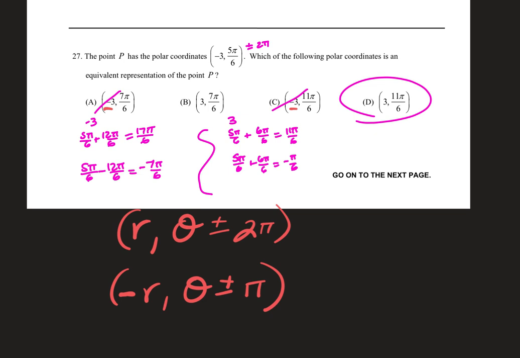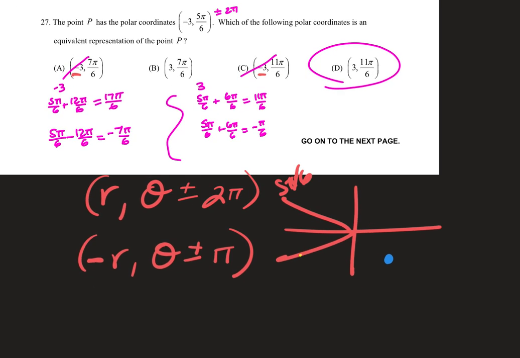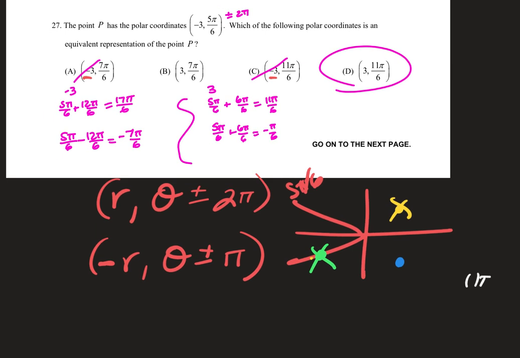You could also plot all 4 of those points and see which one overlaps. Okay, so if that's easier, 5 pi over 6 is here, and it's a -3, so the initial point is in your 4th quadrant. So then 7 pi over 6, -3 is here, that's wrong. 7 pi over 6, 3 would be here, that's wrong. -3 and 11 pi over 6: 11 pi over 6 is over here, -3 is over here, that's wrong. The only one that works is 11 pi over 6, 3. That's the only one that overlaps. So you could also do it that way if you want.